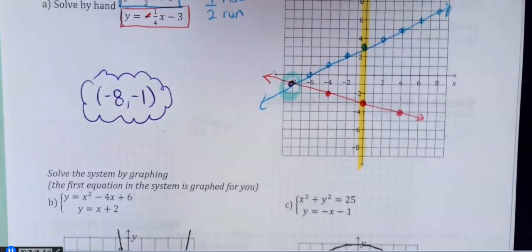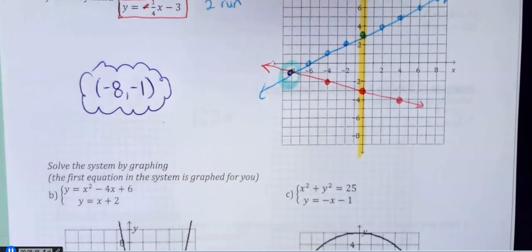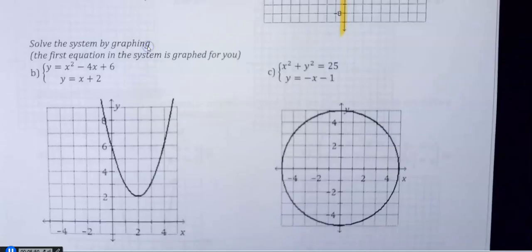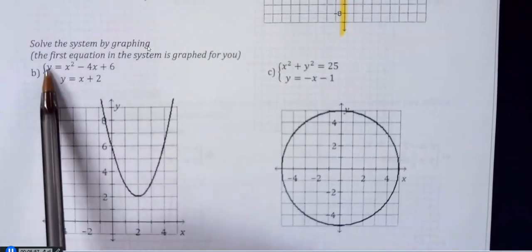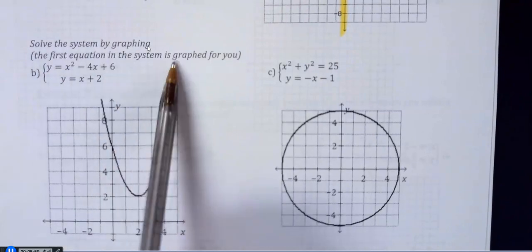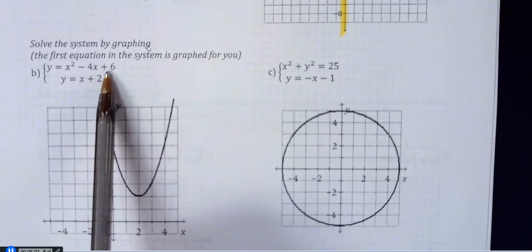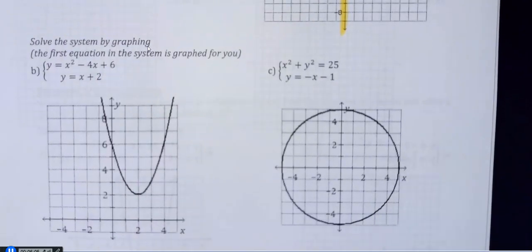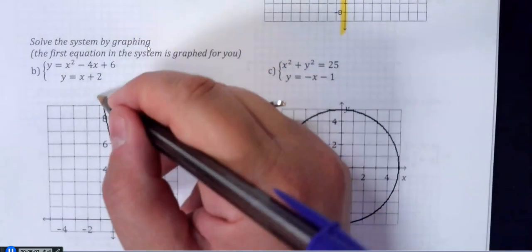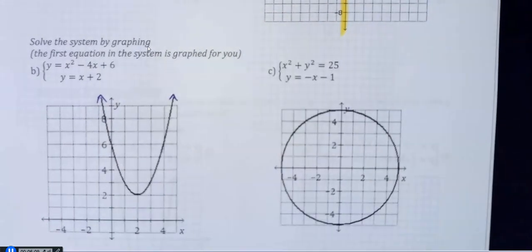Now, I'm going to give you systems down here. I'm just going to ask you to graph lines today. You shouldn't have to graph anything else. So these have part of the system provided for you on the graph. This first one here, part B, says the first equation in the system is graphed for you. So the parabola here, that's x squared minus 4x plus 6. We'll graph those later in the semester, but for the moment, you guys don't have to graph anything like that.